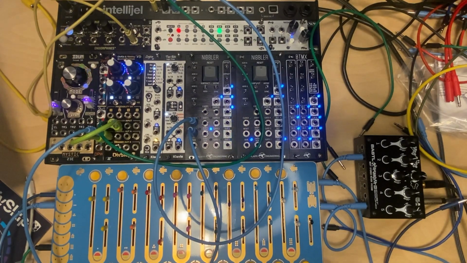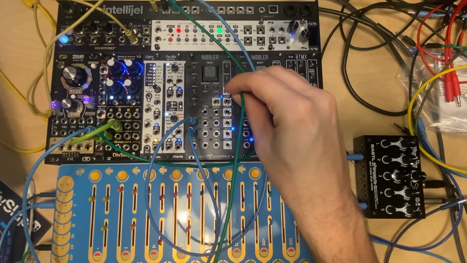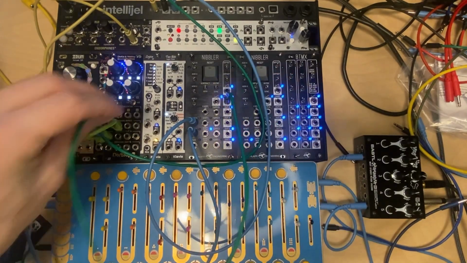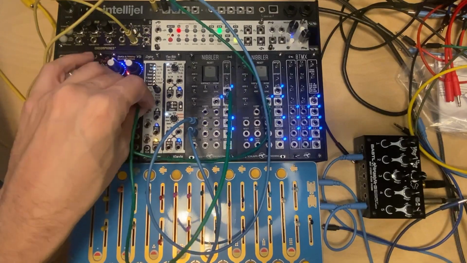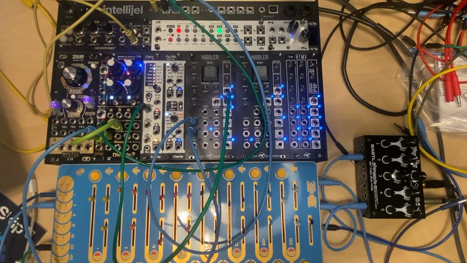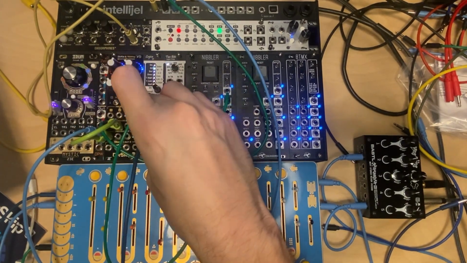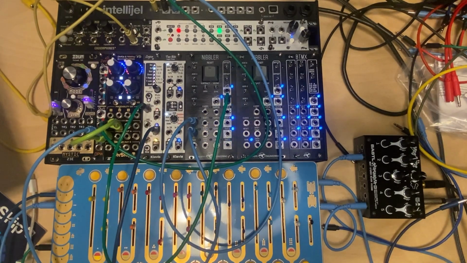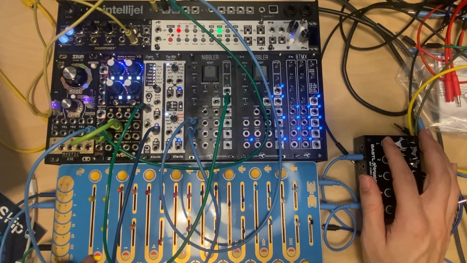So the first thing I'm going to do is take the carry output of the Nibbler, and pass it into just a logic module that I'm simply using to invert the pattern. And then I'll take the output of that, the inverted version, and I'll send it into the kick. And let's listen to what we are going to hear now.